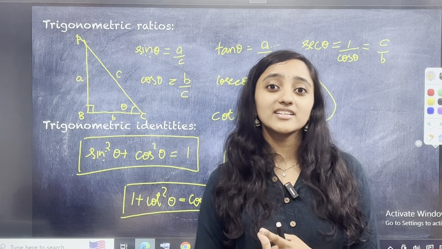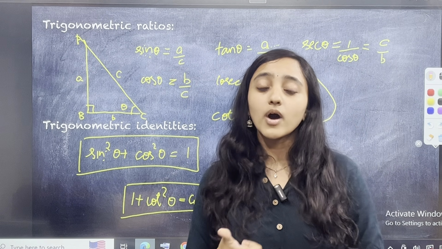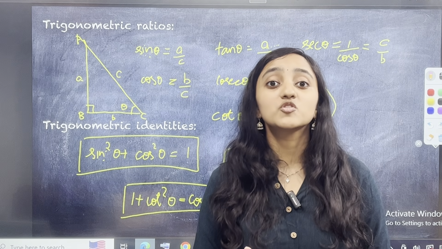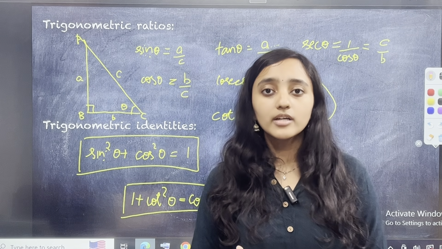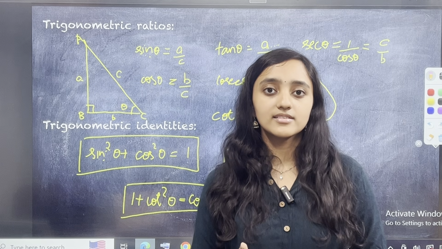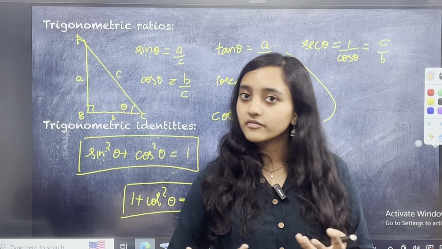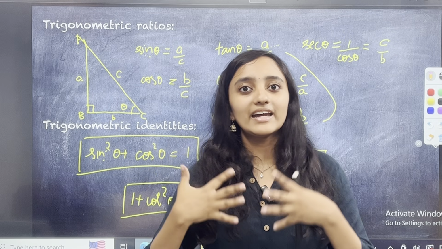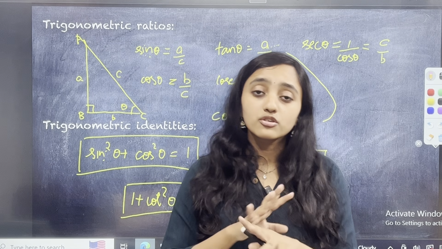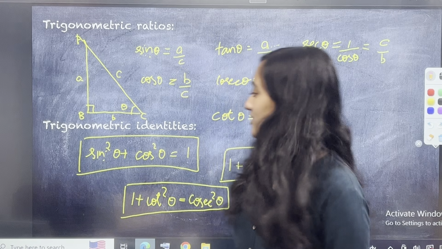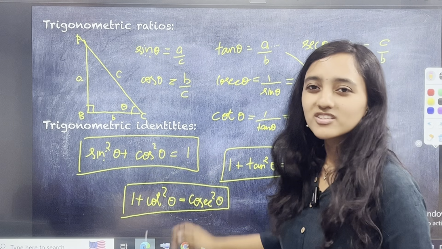One is sine square theta plus cos square theta is equal to 1. 1 plus tan square theta is equal to secant square theta. And 1 plus cot square theta is equal to cosecant square theta. Now, for someone like me, it is ingrained in my mind. This is something you should know forever. You can remember sine square theta and cos square theta are most basic.